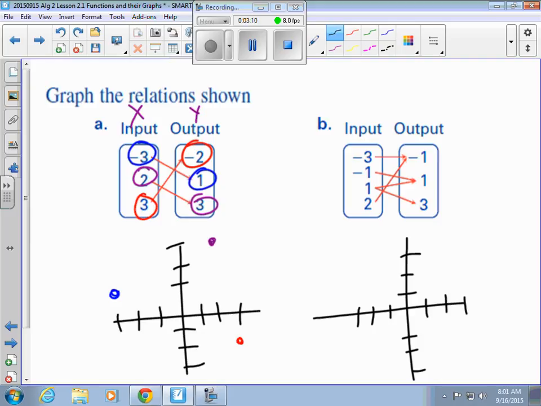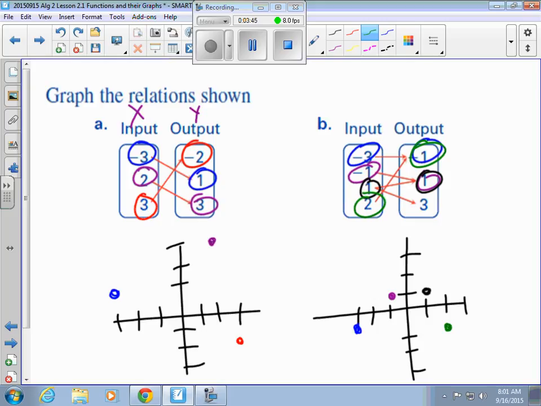Okay, the first one, negative 3, negative 1. Those two go together. Negative 3, negative 1 will be right there. The next one, negative 1, 1. So at negative 1, positive 1. The next one, 1, 1. So at 1, 1, it'll be right there. And then the last one, 2, negative 1, will be at 2, negative 1 right there. So that's how it should look. Again, it doesn't have to be pretty. It doesn't have to be exact. Just get it close.